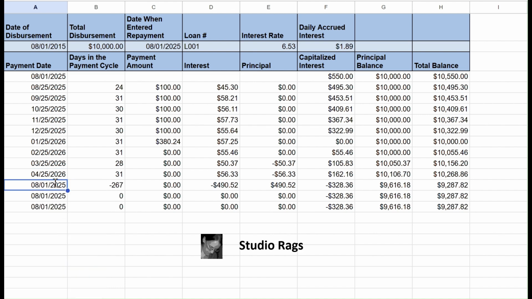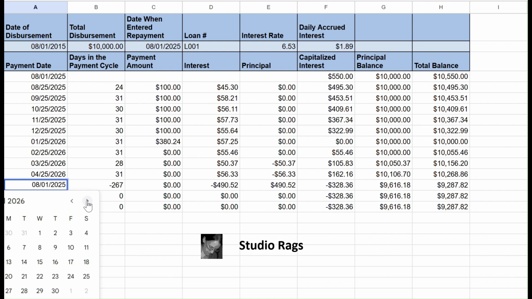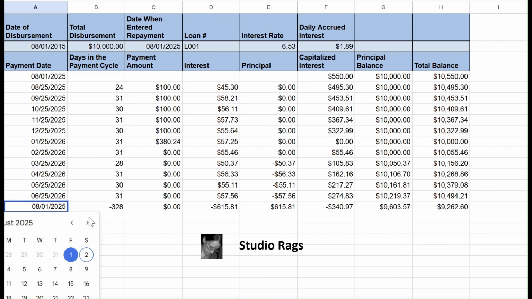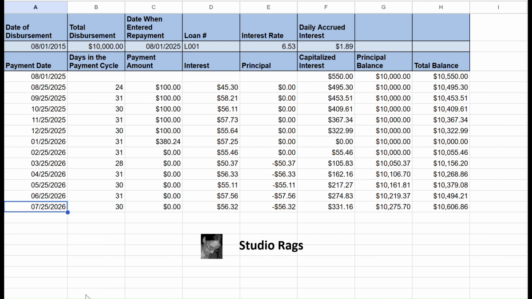April. And May. June. And July. Okay, make sure we got that right. So August, September, October, November, December, January, February, March, April, May, June, July. Okay. So days in the payment cycle, again, the formula already exists in the spreadsheet, so it determines that for you.